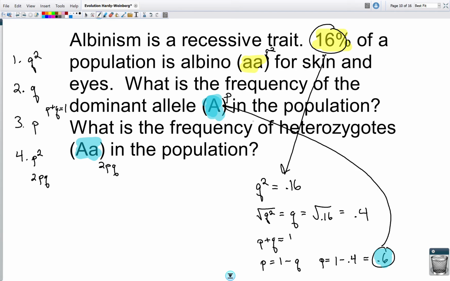Now that I know what q and p are, I can put those values into this. 2pq. 2 times 0.6 times 0.4 should be 0.48, or 48% of the population is heterozygous.